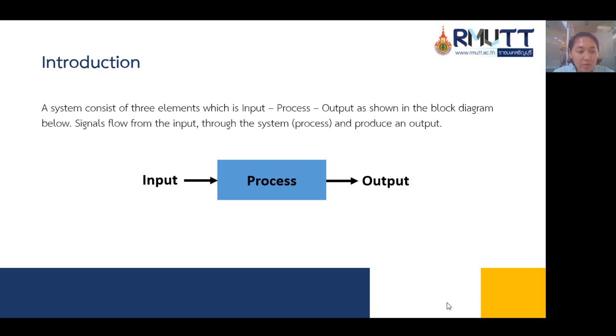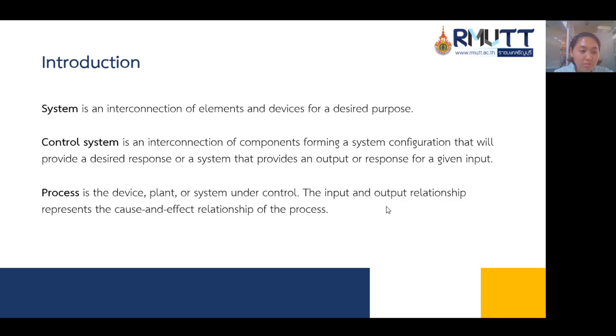This is the introduction. A system consists of three elements: input, process, and output, as shown in this block diagram. The signals flow from the input through the system or process and produce an output. The system is an interconnection of elements and devices for a desired purpose.